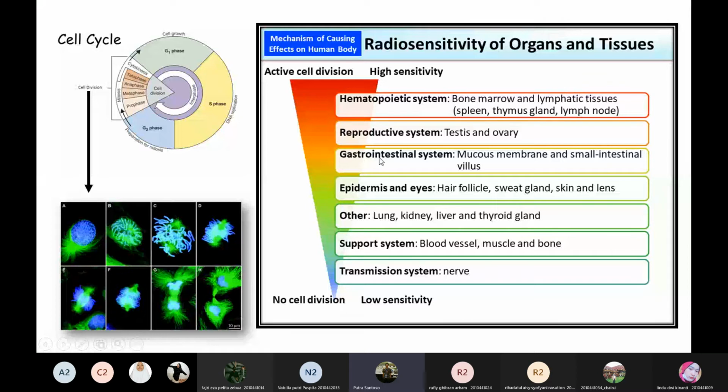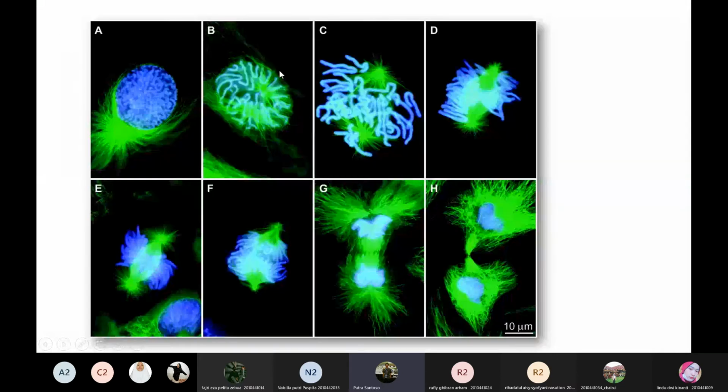So what causes the sensitivity of our tissues or our organs to the radiations, the effect of radiation is ditentukan oleh the activity of the divisions of cells. But the next question is why? Mengapa kok sel yang aktif dia menjadi lebih sensitif dengan radiasi? So I want to show you here.